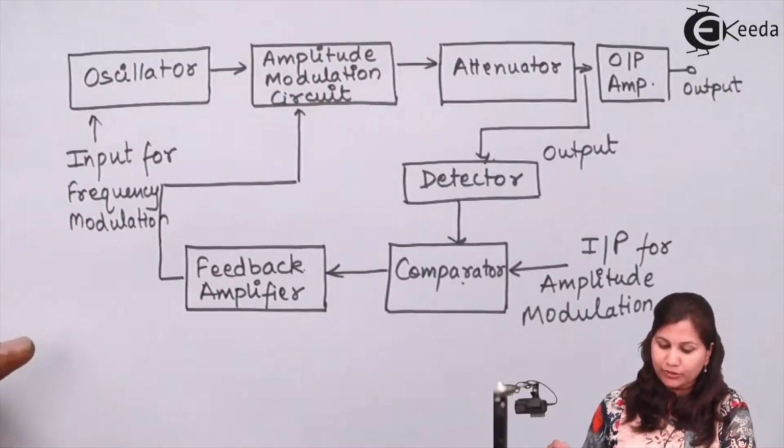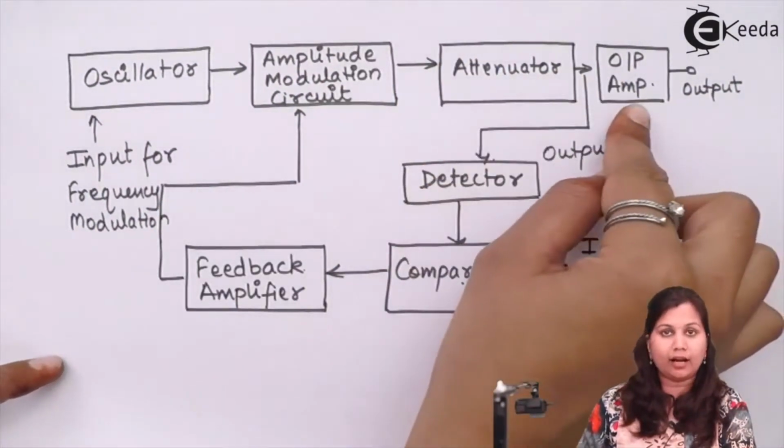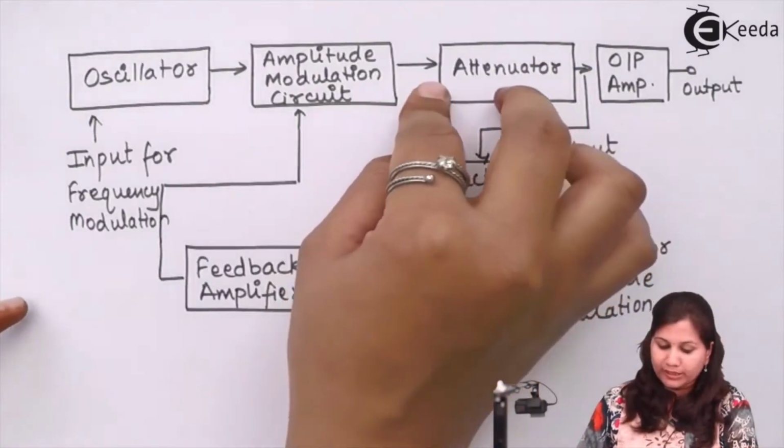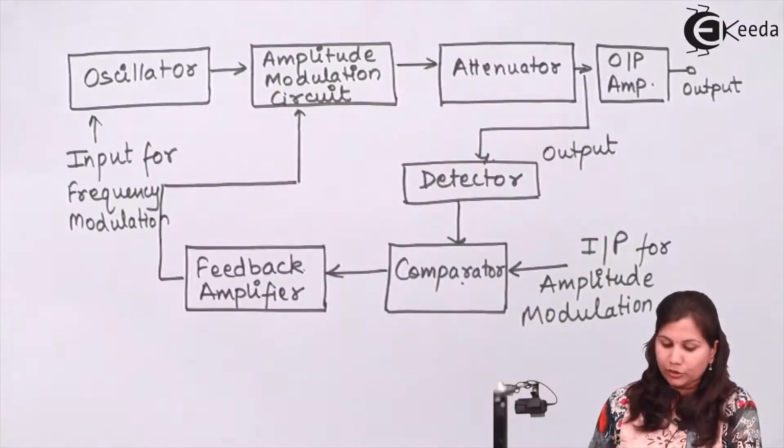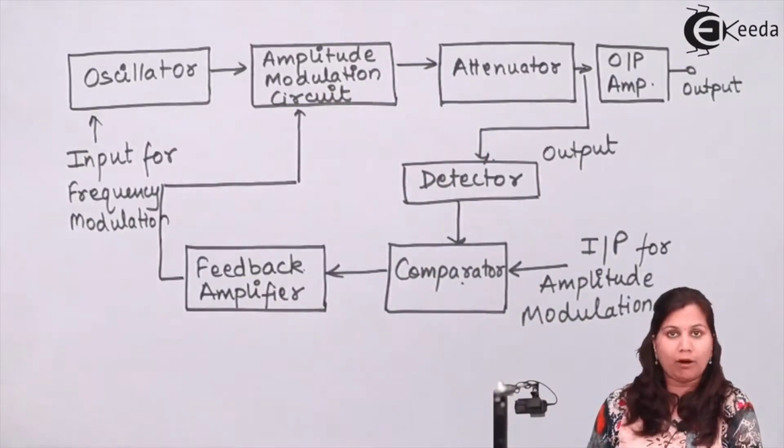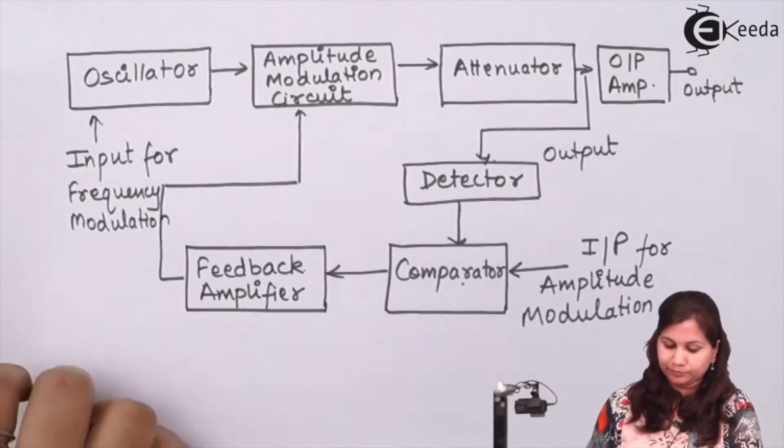Now in this envelope feedback block diagram, you can see that we are using the attenuator and the output amplifier. What this attenuator is doing is that it is used to give the low level output signal, and the amplifier is used to amplify if the signal is weak.